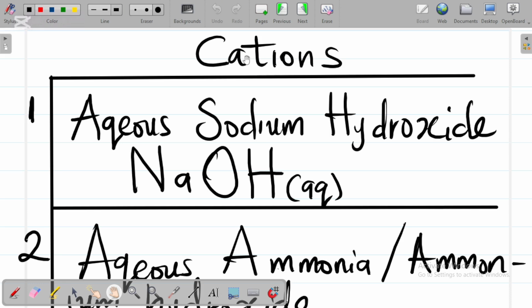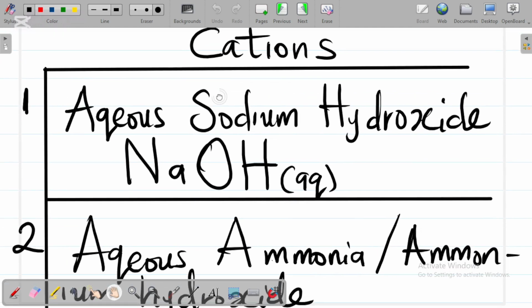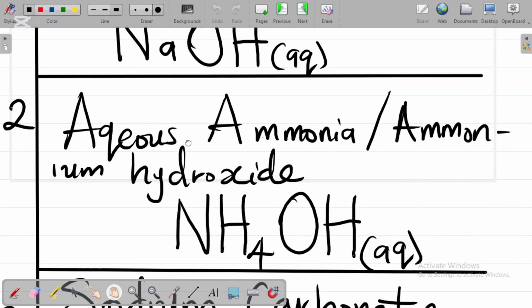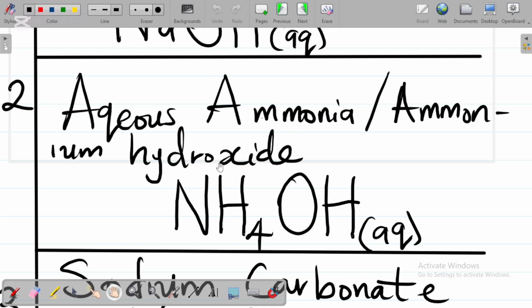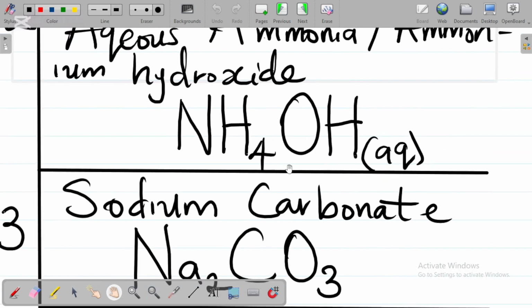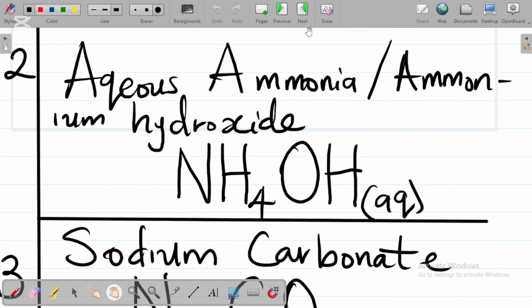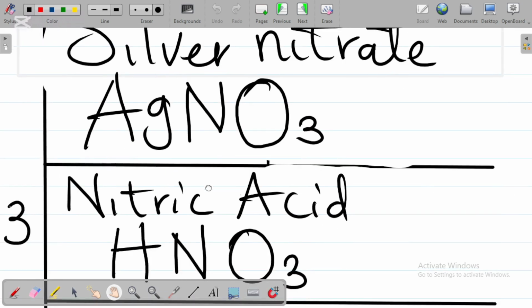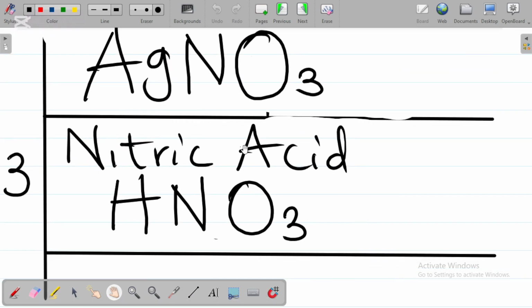All right, let's look at the reagents to be used. For cations, there are 3 different reagents, which are aqueous sodium hydroxide, aqueous ammonia or ammonium hydroxide, and sodium carbonate. So these are the 3 reagents that were used for the cations. Now let's look at the reagents that were used for the anions. For the anions, the reagents are barium nitrate, silver nitrate, and nitric acid.